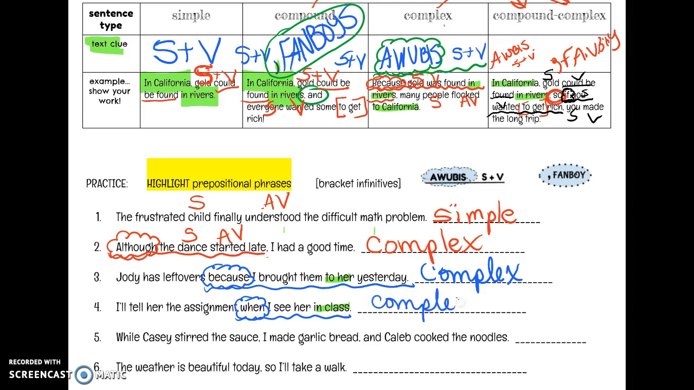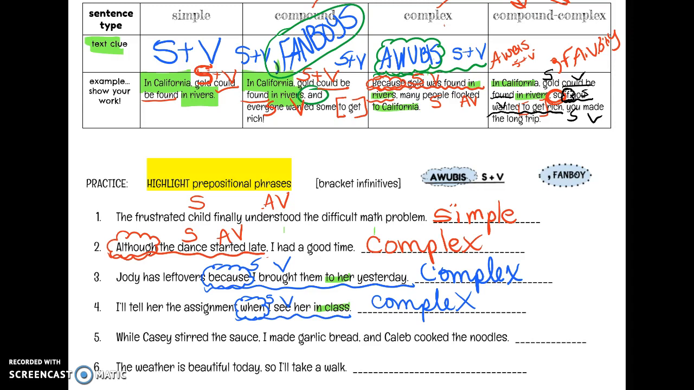And I did skip a little step here. I should be making sure that this clause has a subject and verb, I and see, I and brought, because sometimes a prepositional phrase can look like a dependent clause. So you really got to double check to make sure that that subject and verb is in there.